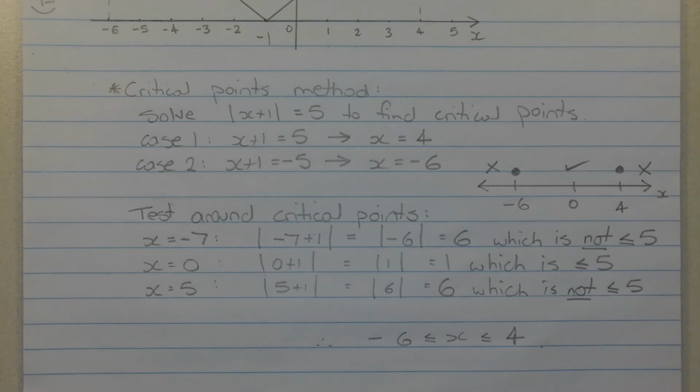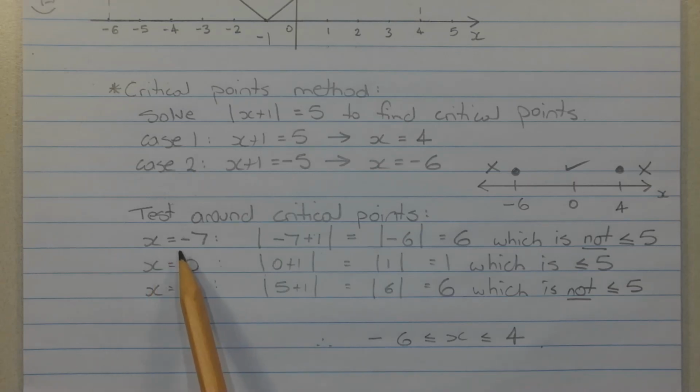The next step is to test the inequality by testing points around those critical points we just found. And I'm going to use x equals negative 7, which is around here. I'm going to use x equals 0, so I'm going to test a point here in between the 2 critical points. And I'm going to test x equals 5, which is around here somewhere.